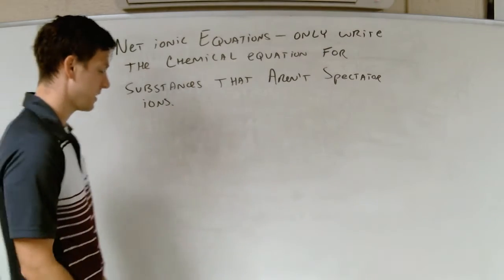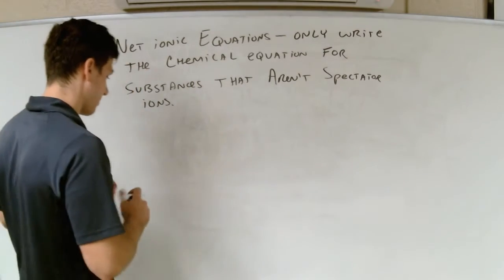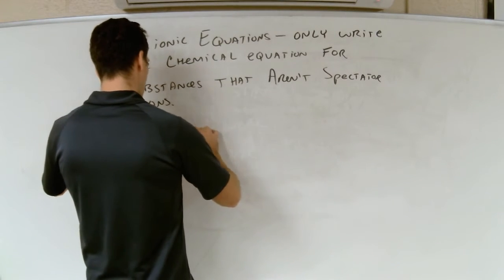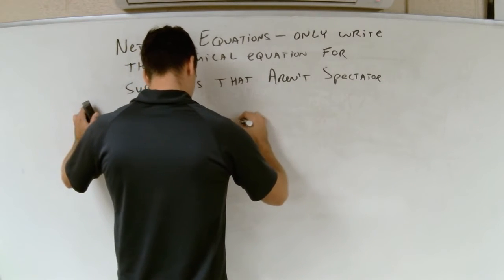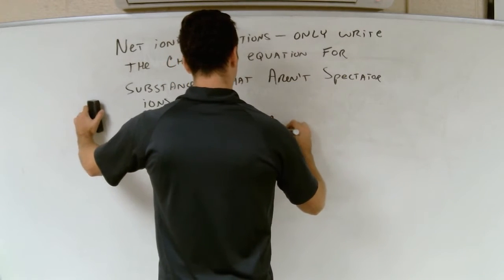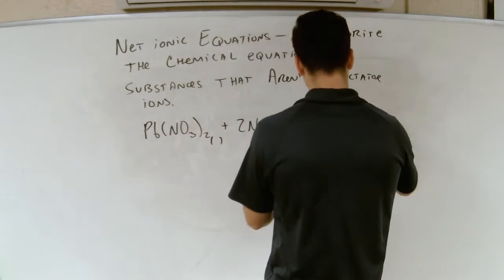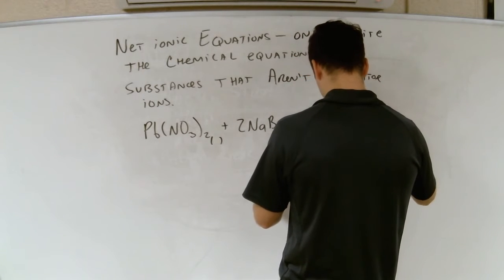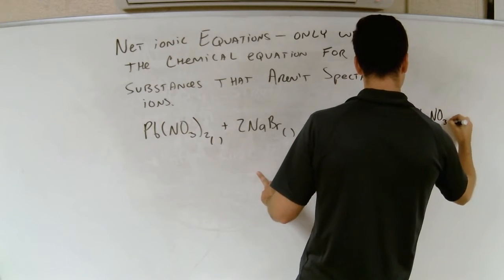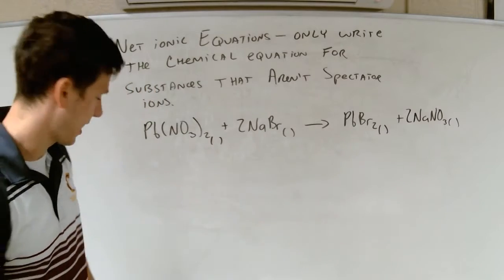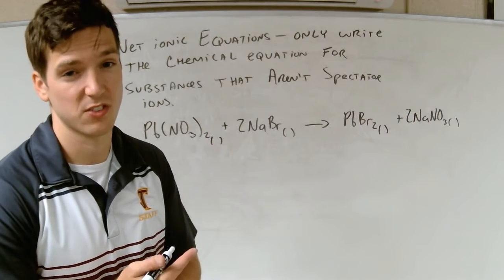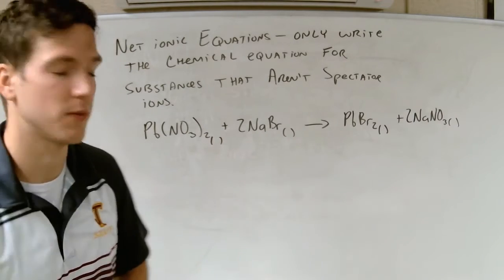So let's go ahead and go through this. Let's look at a simple one of lead nitrate and sodium bromide. So what we do with these net ionic equations is first we've got to identify what's aqueous and what is solid, okay? Or what's a strong acid, what's a weak acid.